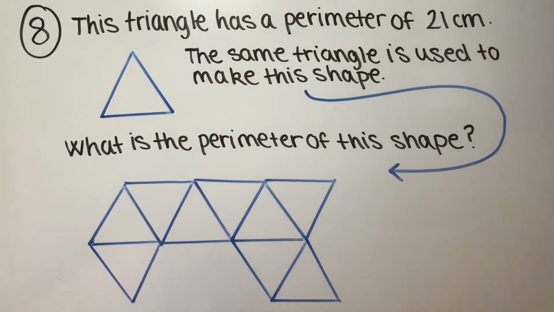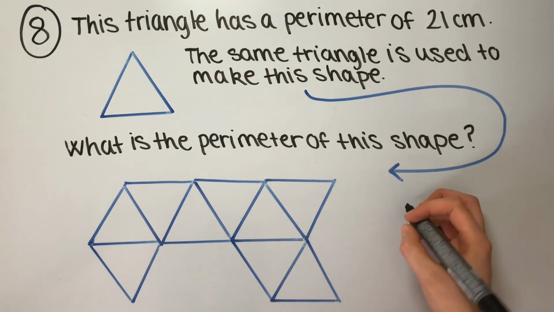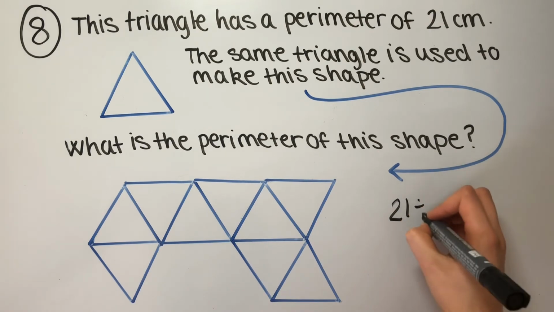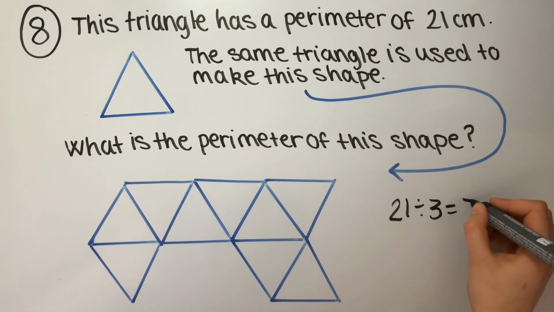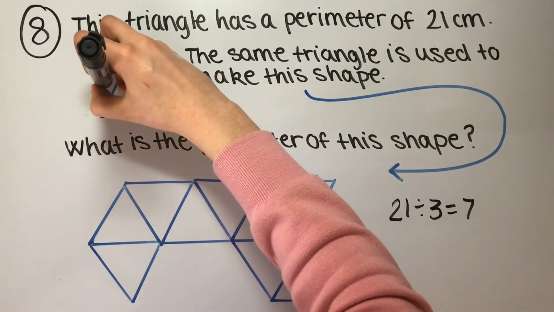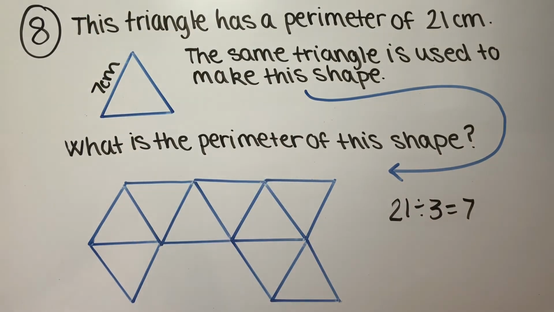Question 8. This triangle has a perimeter of 21 centimetres. The same triangle is used to make this shape. What is the perimeter of this shape? We're going to start off by working out what each side represents. We know that the perimeter is 21, so if we divide that by 3, we can work out the length of each side. 21 divided by 3 gives us 7. So each side is 7 centimetres.